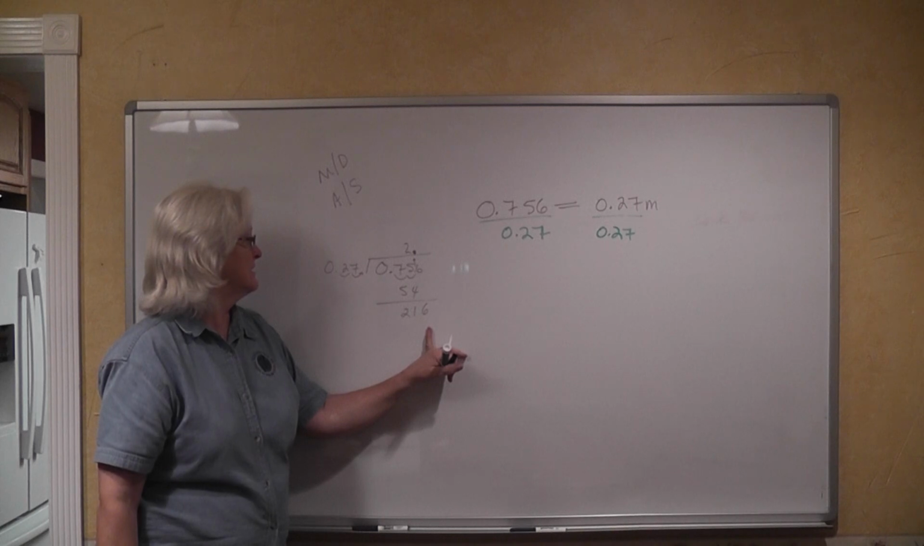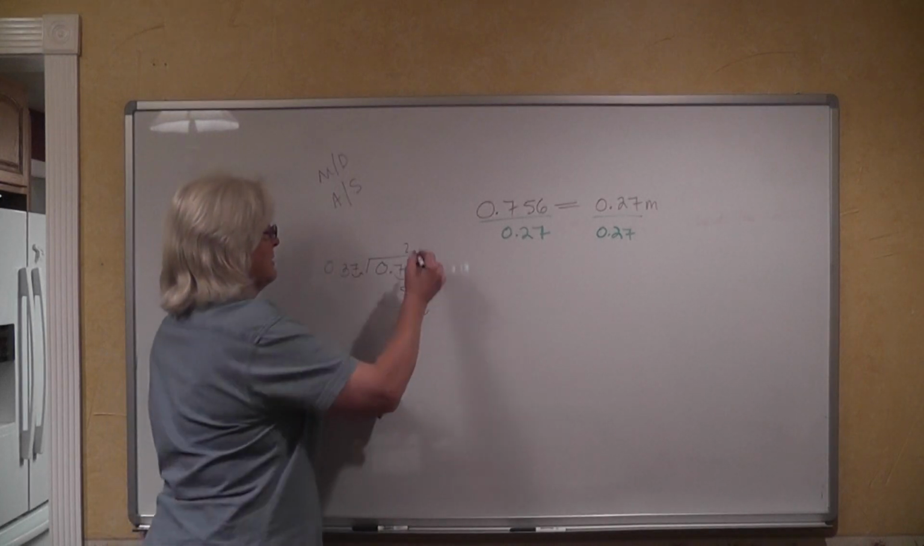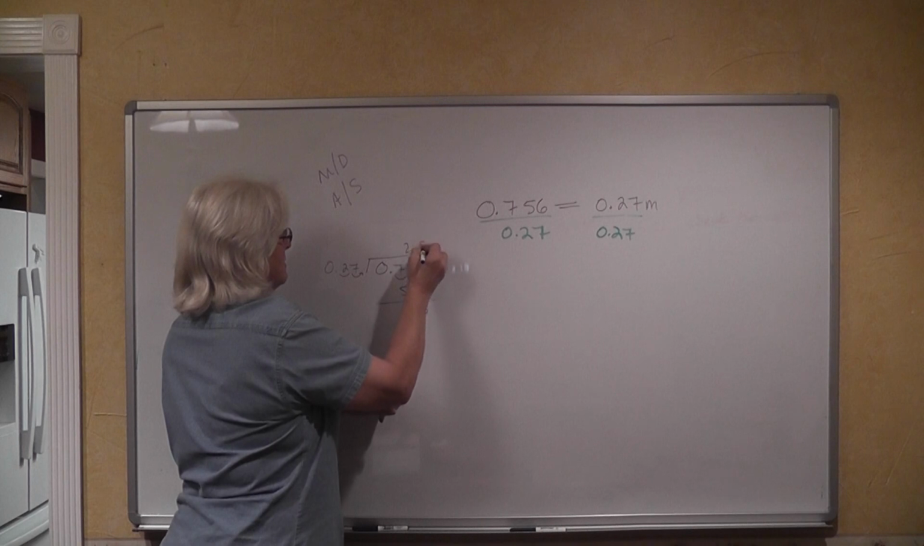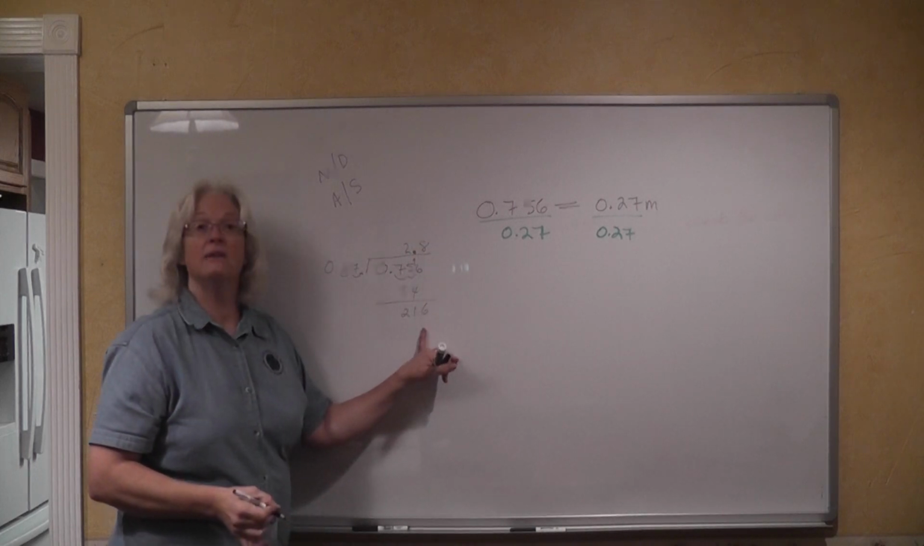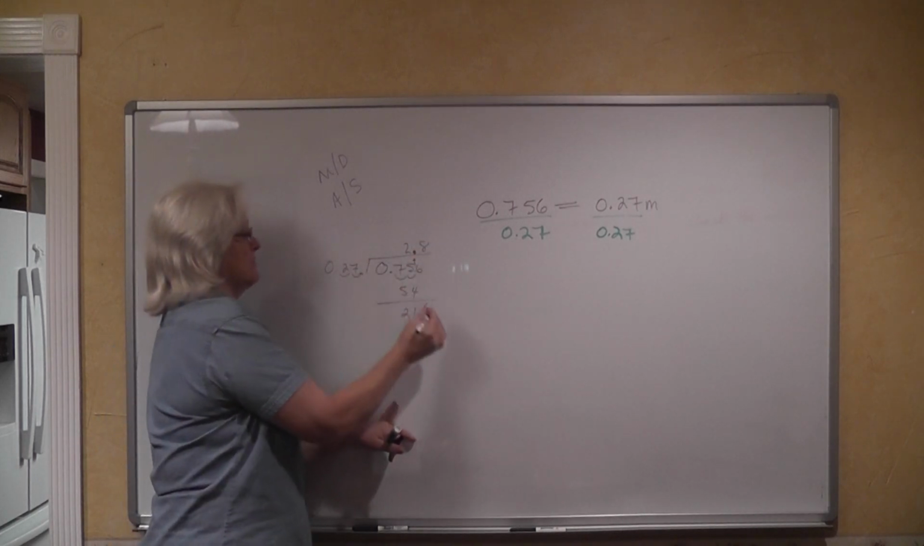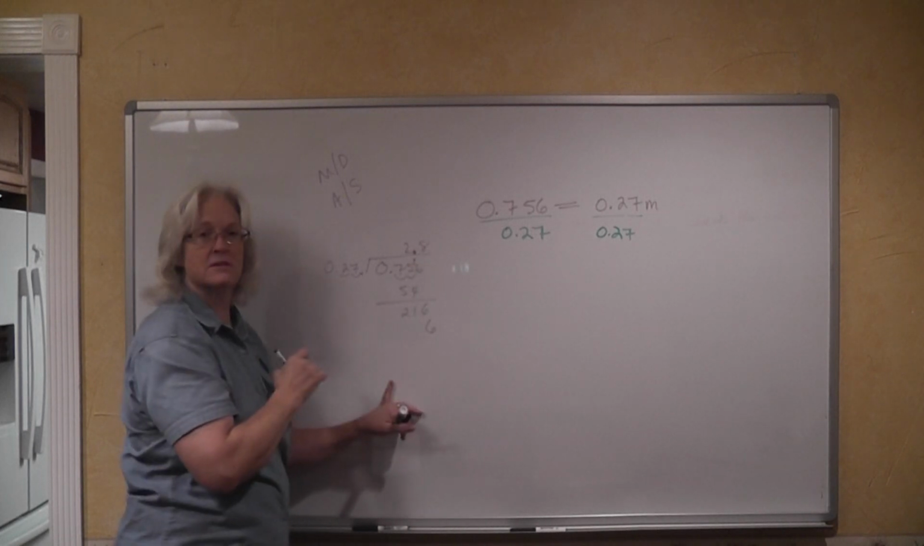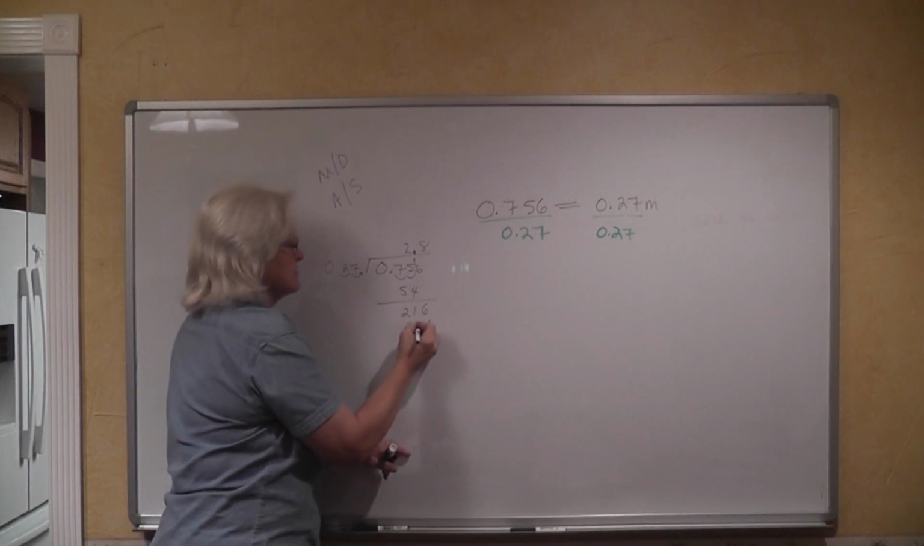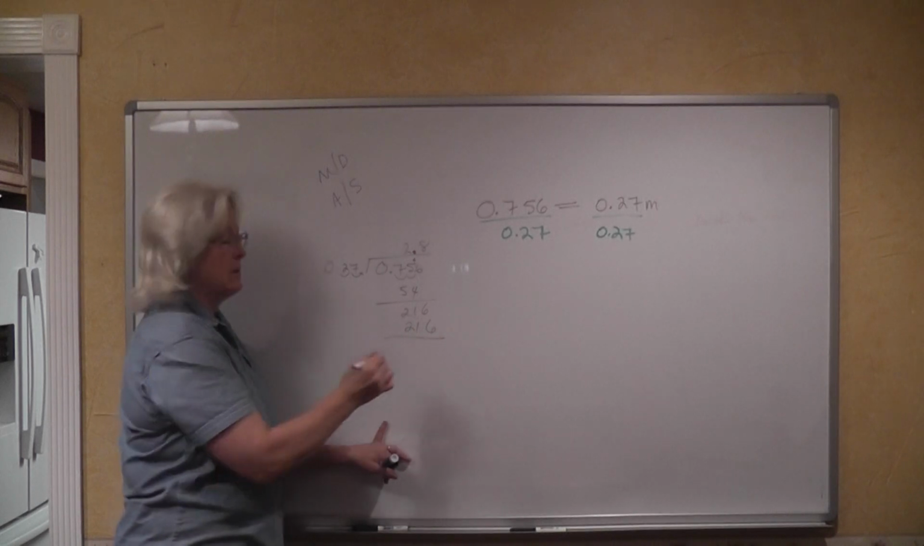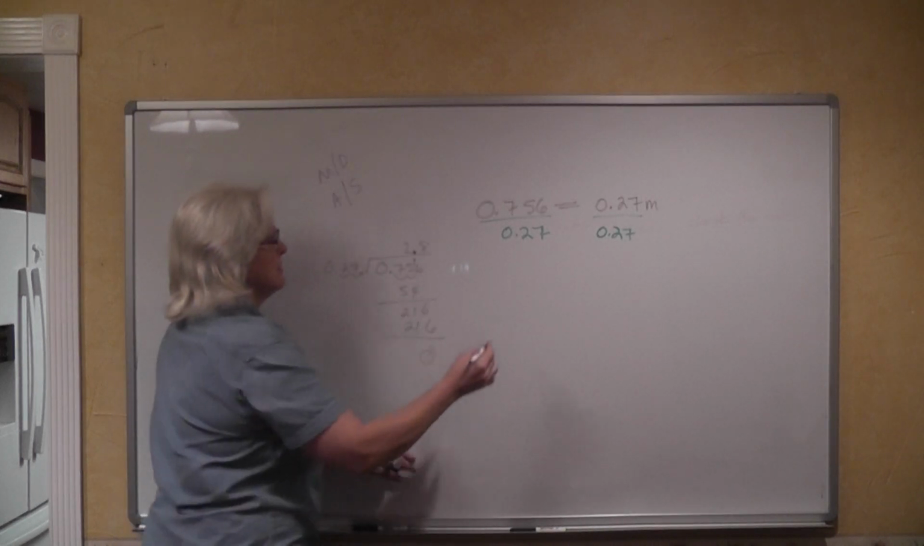5, 9, 7 nines are 63. 8, maybe it is. 8 times 27, 8 times 7 is 56. 8 times 2 is 16, and 5 is 216. We have a remainder of 0.